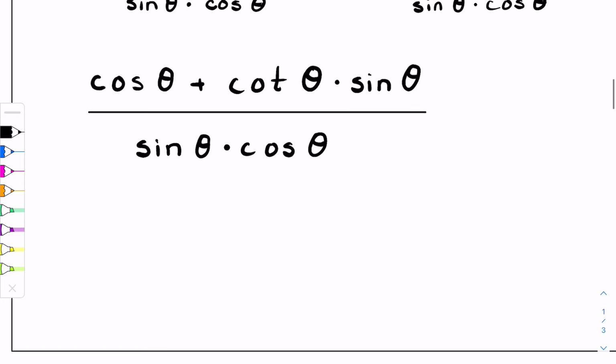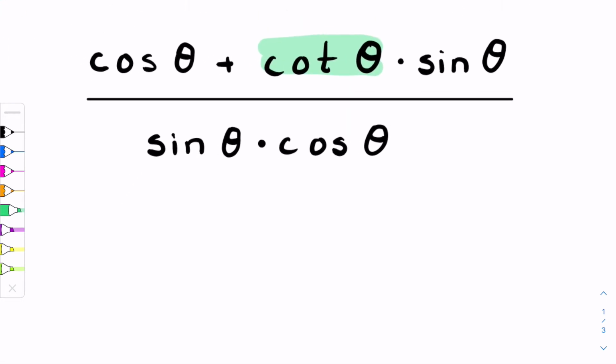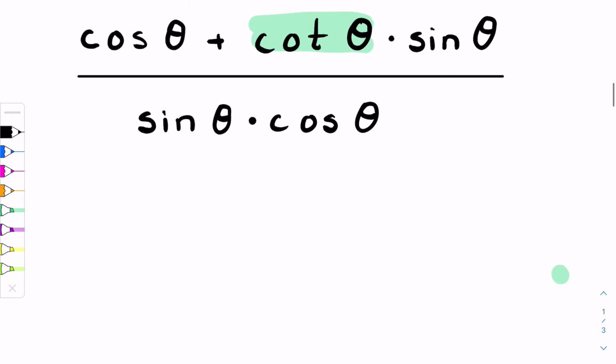Now, if you look at this problem, we have all sine and cosine values except for this one cotangent value. And that's where that little memo is I talked about when we first started. Cotangent is equivalent to cosine over sine. So I'm going to replace cotangent with cosine over sine.